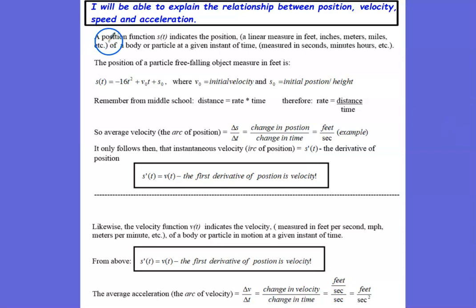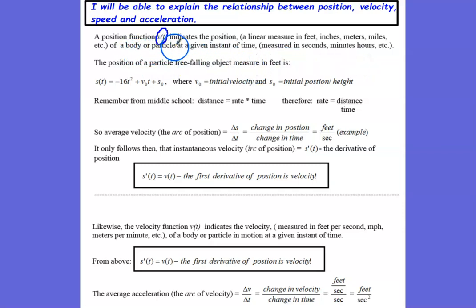So we begin. A position function, s of t. The first thing I'd like for you to note is that a lot of times in calculus we will use s of t as a position function. A position literally tells you the position of the particle. Where is the particle in time? It is a linear measure, so it would be measured in feet, inches, miles, meters, etc. In calculus, most things are measured in feet per minute, feet per second.